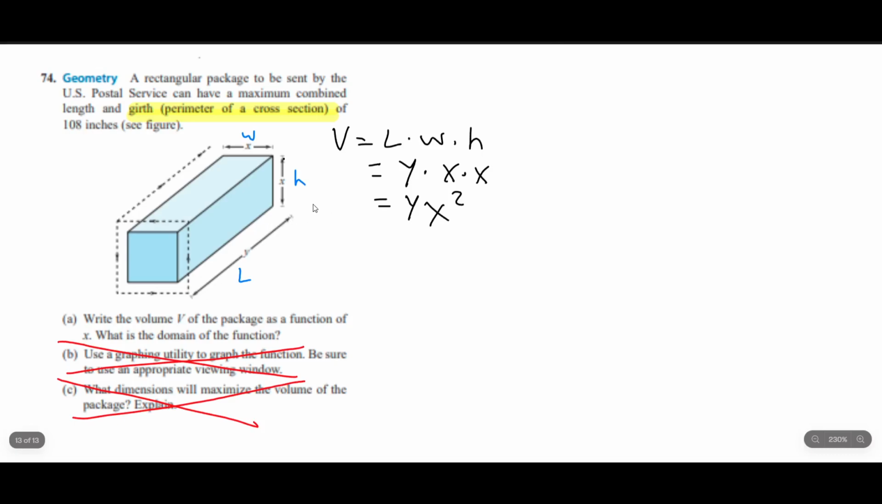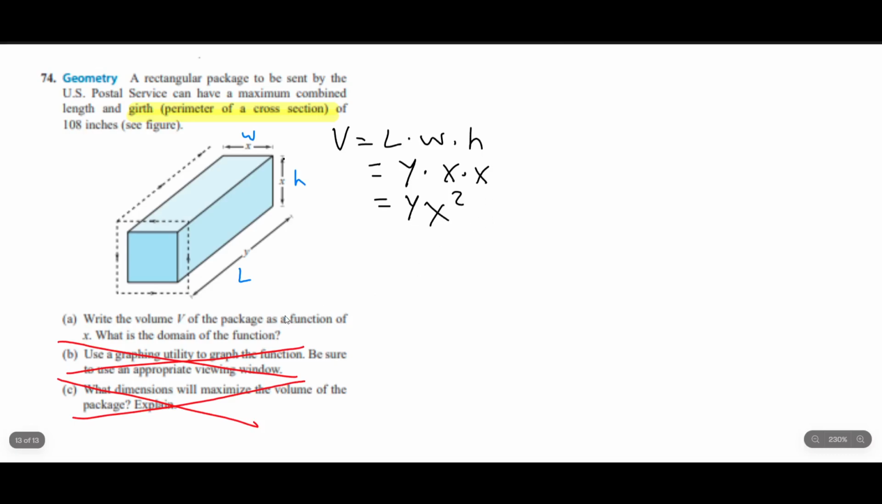And geometry classes seem to not include this, or it's a small detail that students often forget. That's why I'm emphasizing it, because when you're asked to find dimensions, it should be in the correct order. So we have yx squared, but pay attention here. We're not done yet. Yes, this relationship is correct: V equals y times x squared.